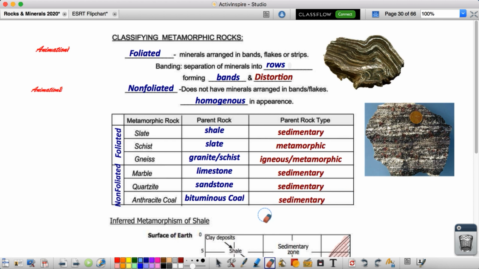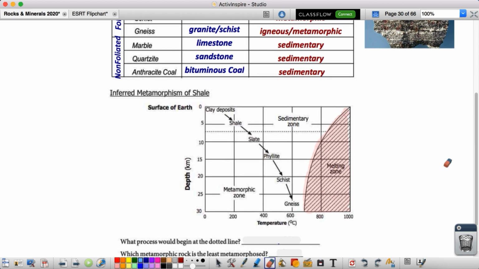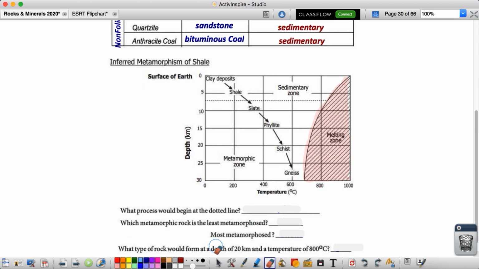So the lesson here is that metamorphic rocks can come from any other kind of rock. Igneous rock can be metamorphosed, sedimentary rock can be metamorphosed, and other metamorphic rocks can be metamorphosed. Now, one more classic example is looking at the increased metamorphism of shale in the earth.